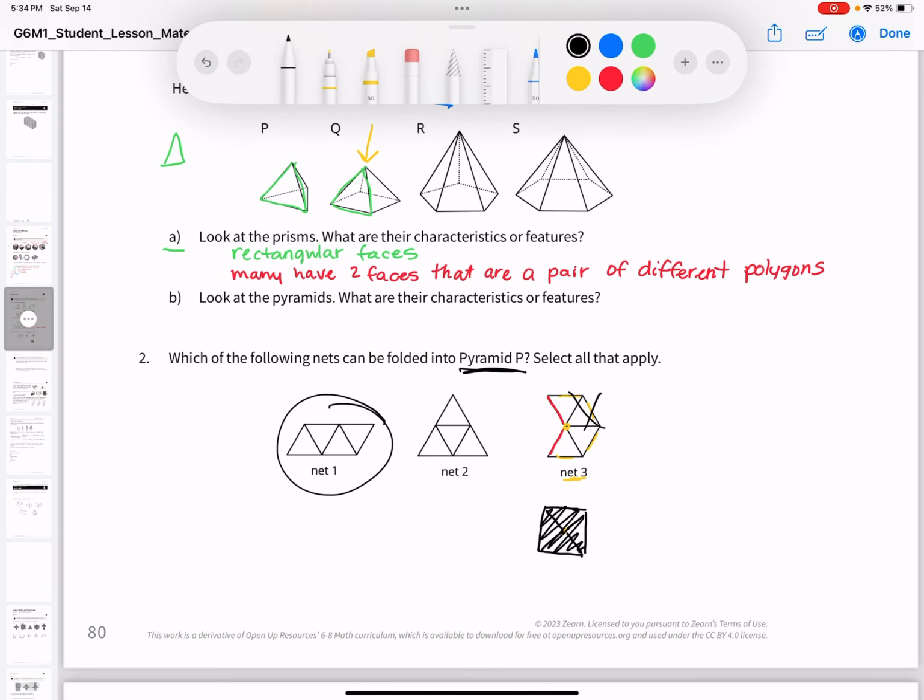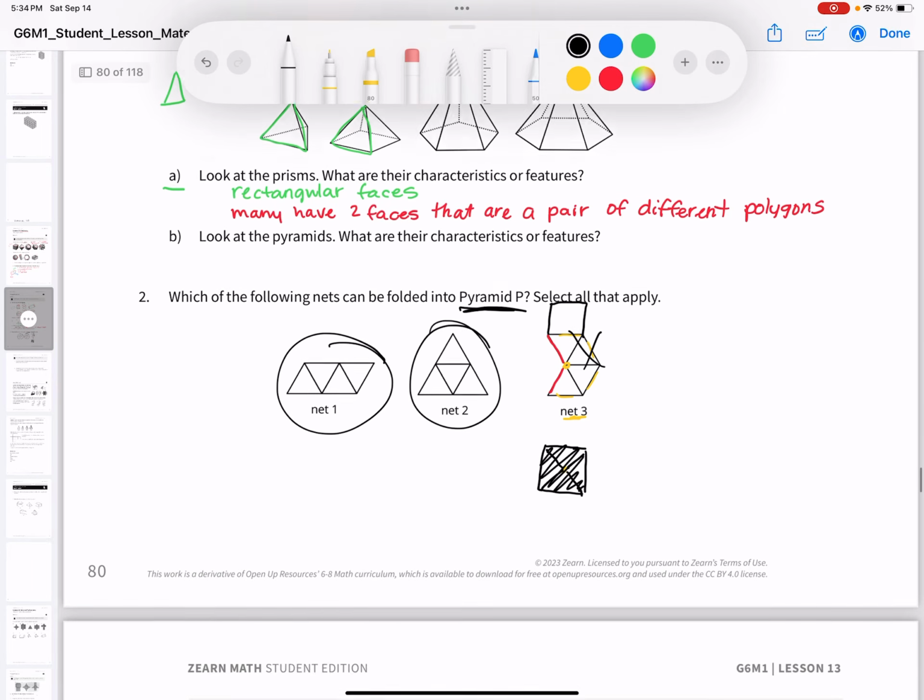So net 1 and net 2 work. And then this one would work if it had that off to the side. Okay? And it wouldn't even be there. It would have to be like this. There we go. All right.